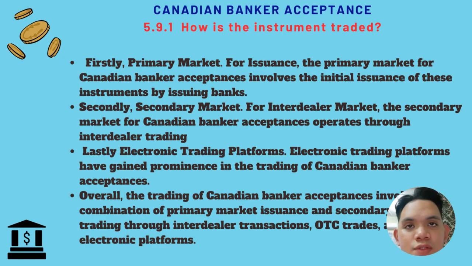Next, how is the instrument traded? Okay, firstly, primary market. For issuance, the primary market for Canadian bank acceptance involves the initial issuance of the instrument by issuing bank. Bank issues bank acceptance to meet the financing need of their customer, particularly in trade finance transaction. In the primary market, issuing bank offer new bank acceptance to accepting institution and investor.